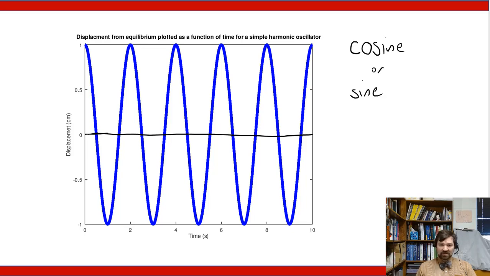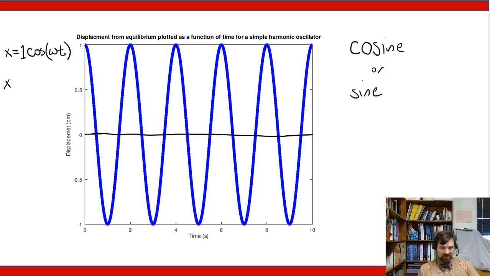Now, I claim that it could be either one. If you're just thinking that x is displacement, then this looks like x equals cosine of something times time. And looking at here, we're going from 1 to minus 1, so there's maybe an amplitude of 1. And then in here, I should maybe have something to describe this. That's fine. This is a valid solution.